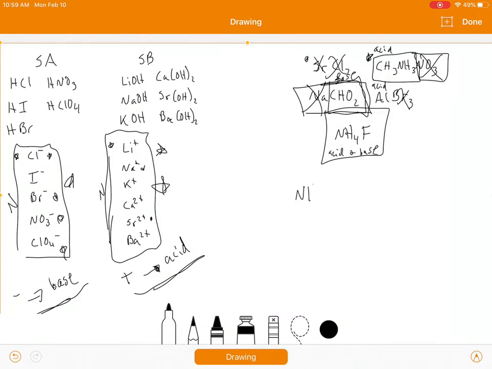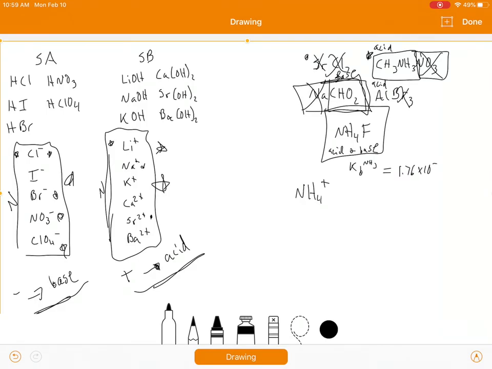So take ammonium by itself, and you find the Ka value for ammonium. It is the conjugate acid of ammonia. So the Kb for NH3 is equal to, I believe, 1.76 times 10 to the negative fifth. To solve for the Ka of ammonium, you would divide 1 times 10 to the negative 14th by that, and you'll get 5.68 times 10 to the negative 10th. So this right here is the strength of this acid.